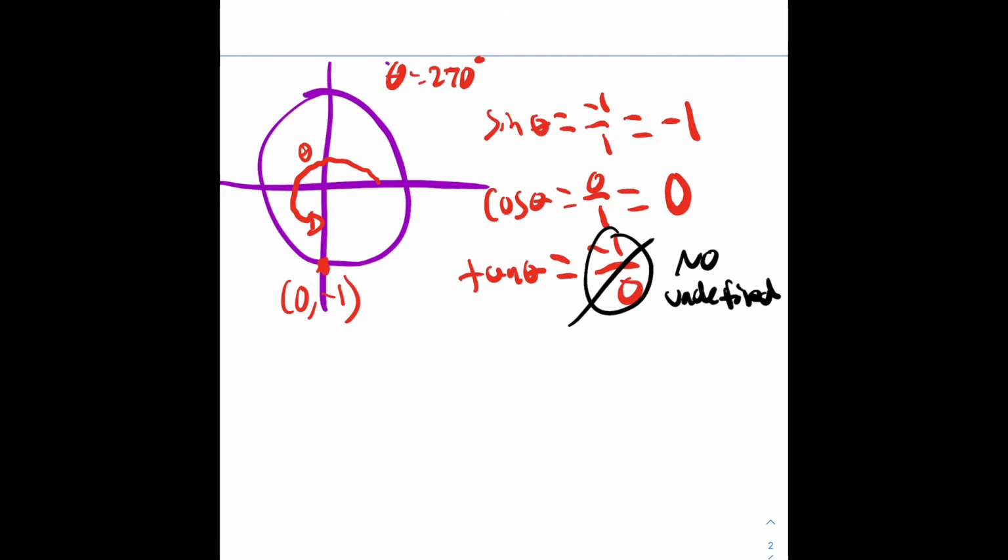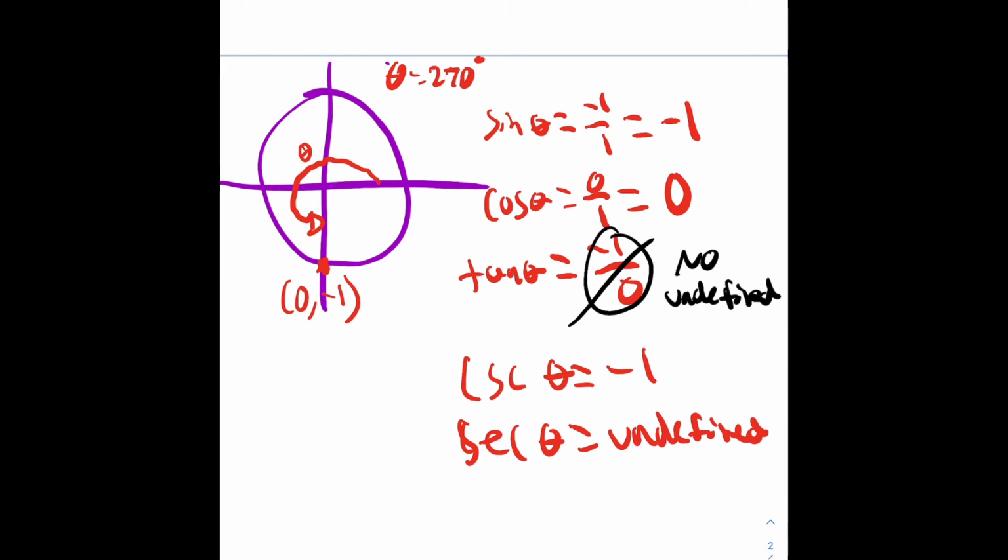So cosecant, as the reciprocal, in this case, is going to be the same thing, -1. Secant, however, if I flip 0 and 1, I end up getting 0 on the bottom. So this is going to be undefined because I can't have a denominator of 0. And for cotangent of theta, it is 0 divided by -1, which just equals 0. So it's okay if you have 0 in the numerator because that just means I have nothing. I'm going to break it apart into however many groups, and I still have nothing.